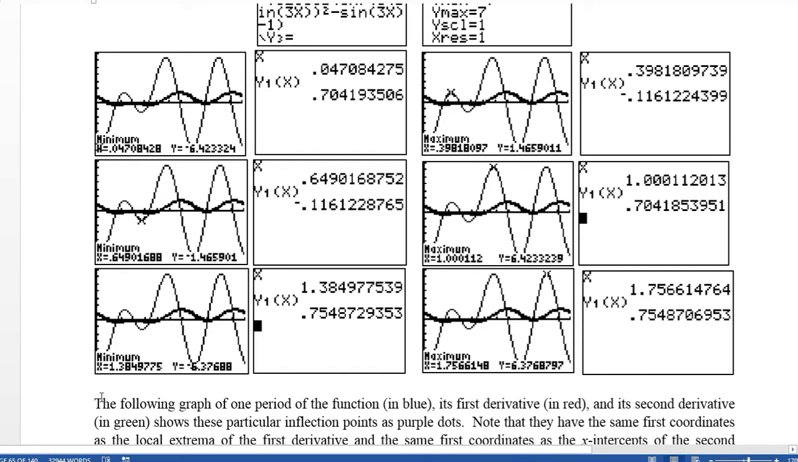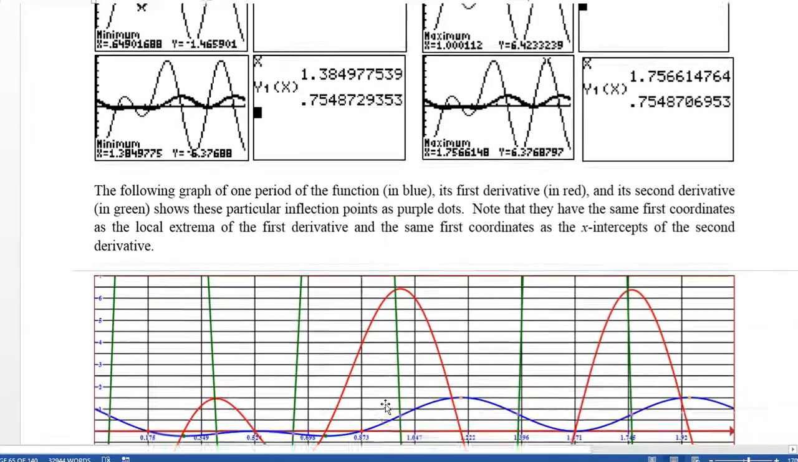So you should try some of those on your calculator yourself. If you need to, pause the video for a bit. Make sure you know how to do at least one or two of these to make sure you're going well.